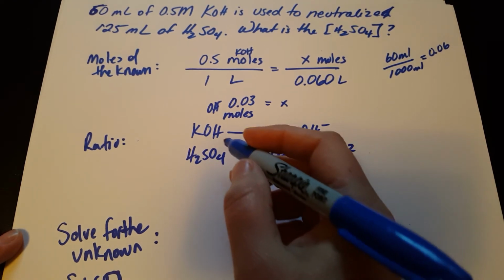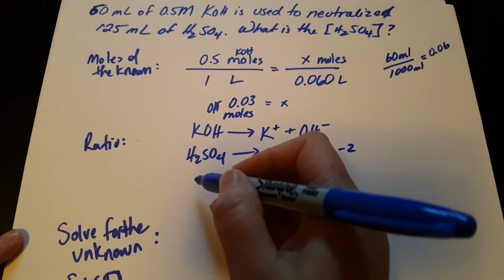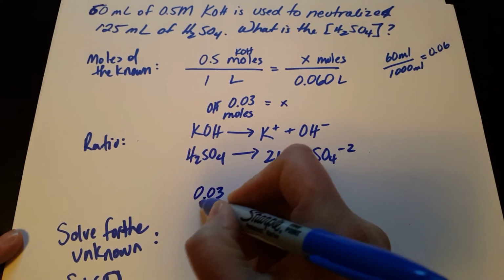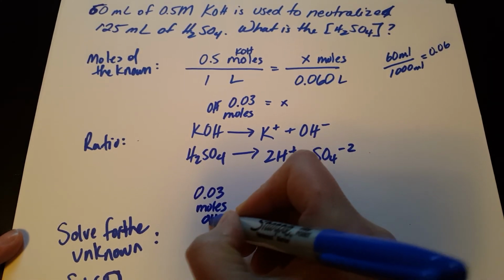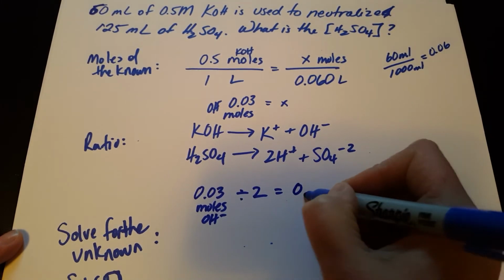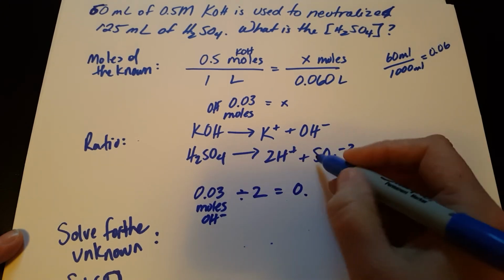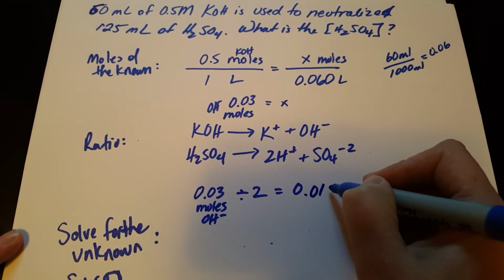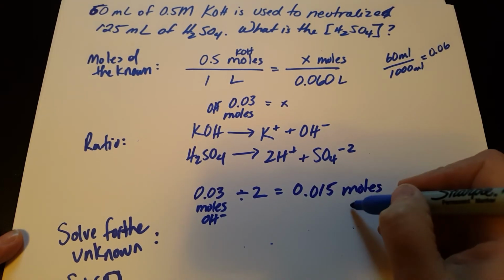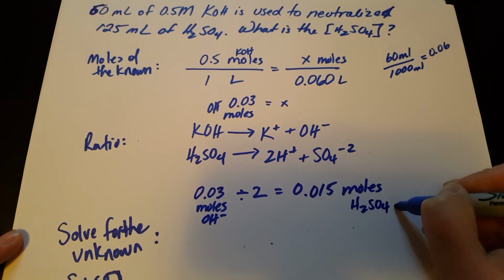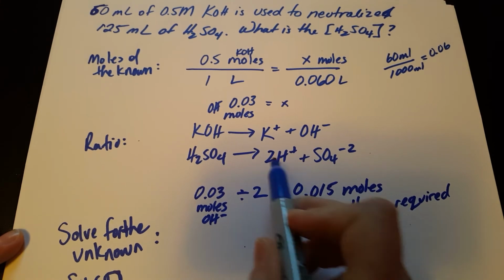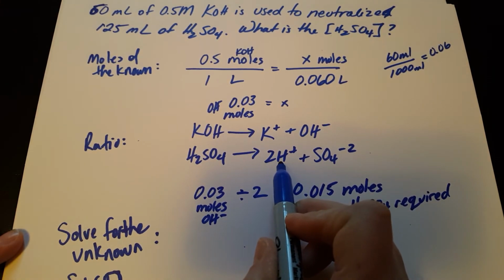So the ratio is a 1-to-2 ratio, which means we have to take our number of moles and divide it by 2 in order to find out how many moles of the H2SO4 is required. Because for each one of these, it will yield 2 of the H pluses.